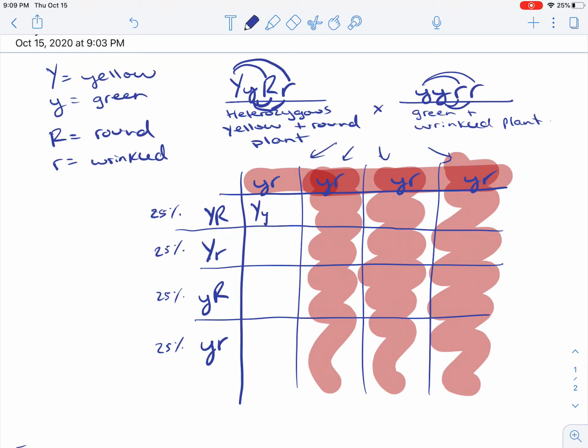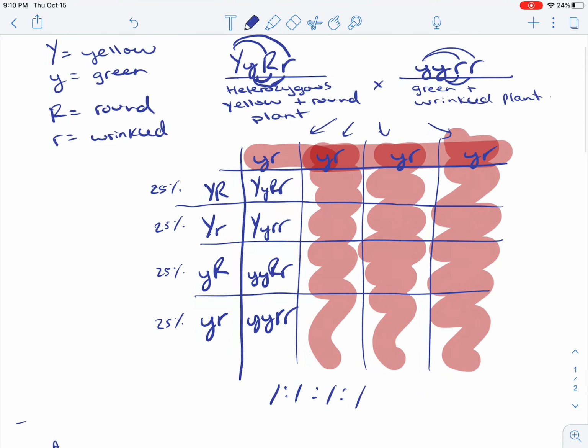And so we end up with big Y, big R, little r, big Y, little r, little y, little y, big R, little r, and little y, little r, little r. So what we have here is a 1 to 1 to 1 to 1 ratio. We've got one that is yellow and round, one that is yellow and wrinkled, one that is green and round, and one that is green and wrinkled. So essentially we have a 1 to 1 to 1 to 1 ratio.